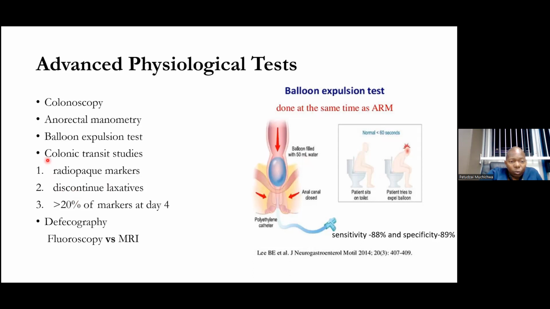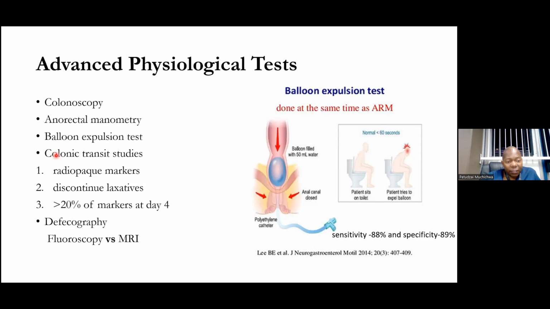And then also, in terms of evaluating our patients, we can use colonic transit times. Historically, we use radiopaque markers. How we do them is we discontinue laxatives 3 days prior to the test, and after 4 days of ingesting these radiopaque markers, we do X-rays. If there's 20% retention of the markers, the test is deemed positive. We do have delayed transit times. But of late, what's coming in is a wireless motility capsule.